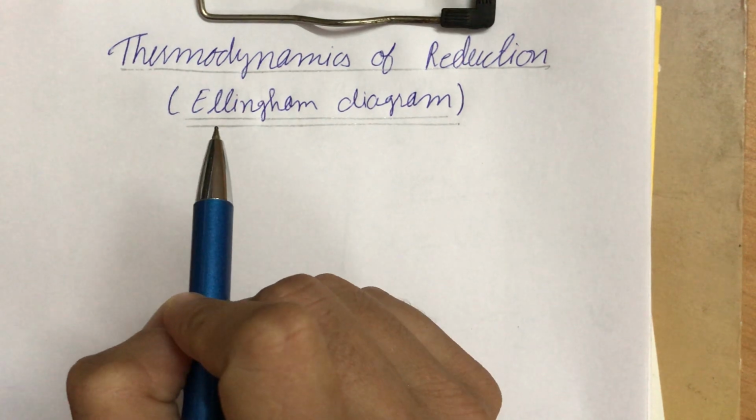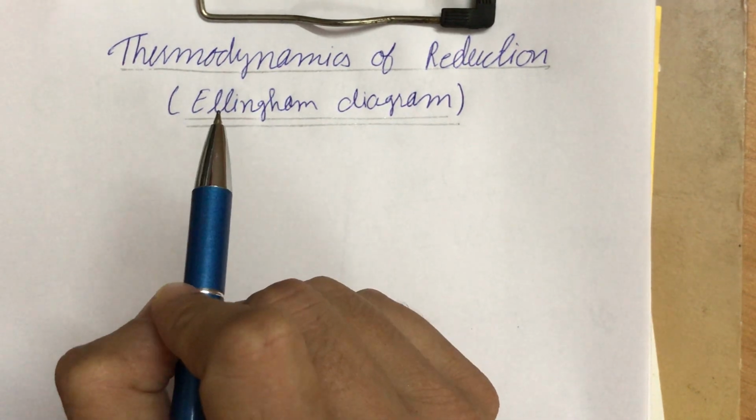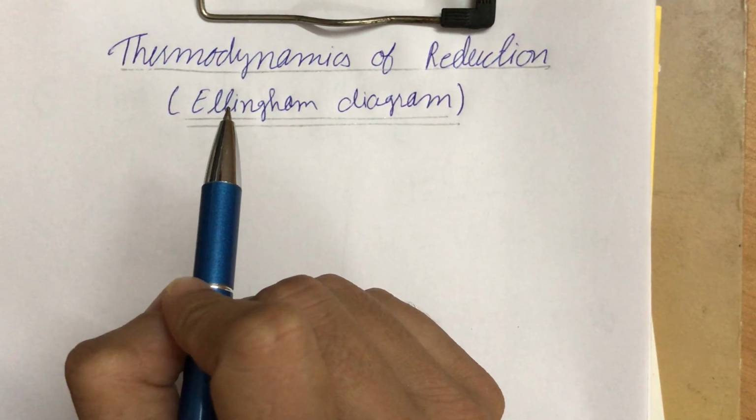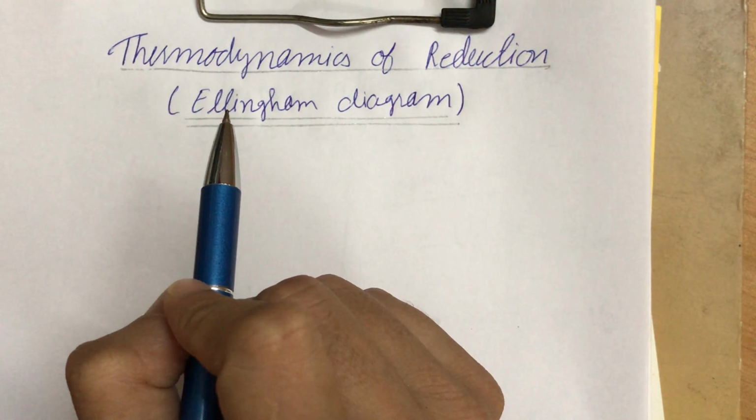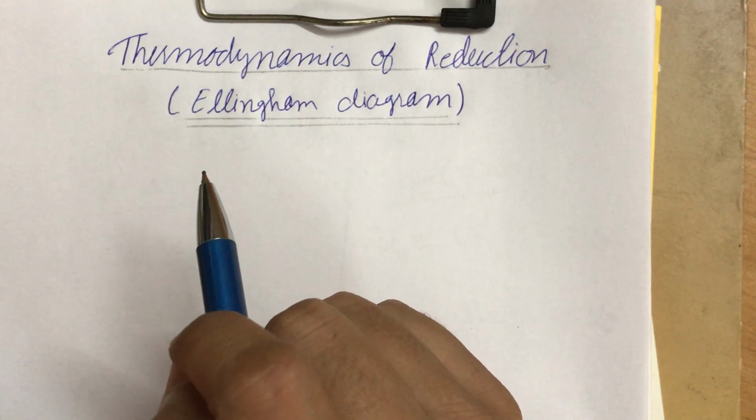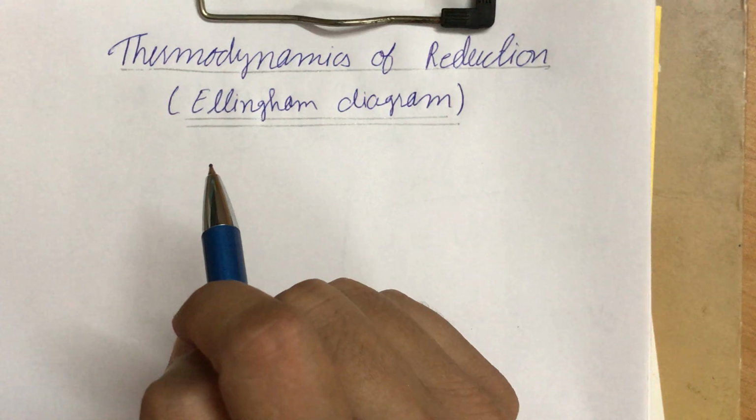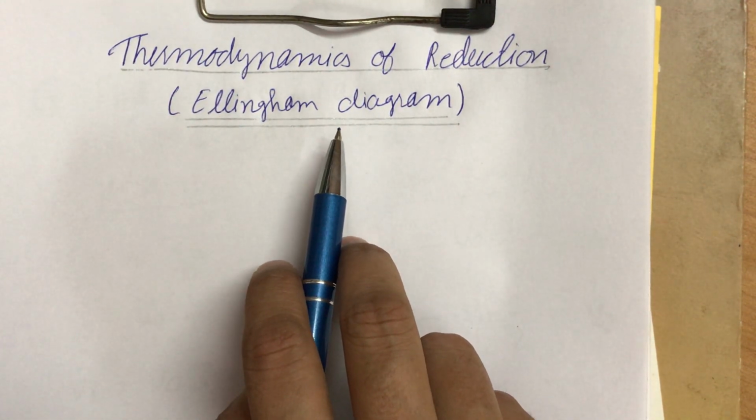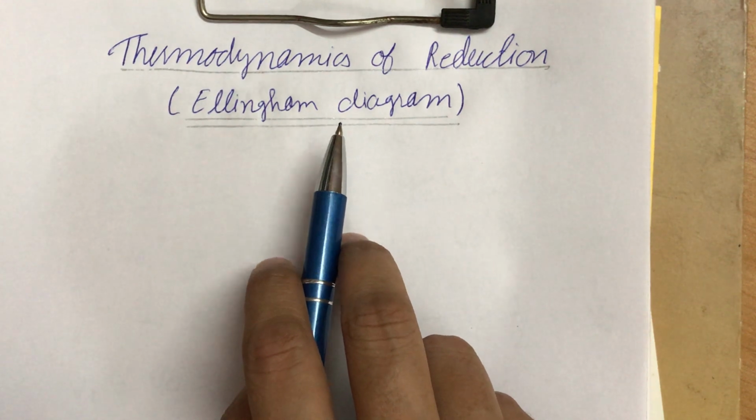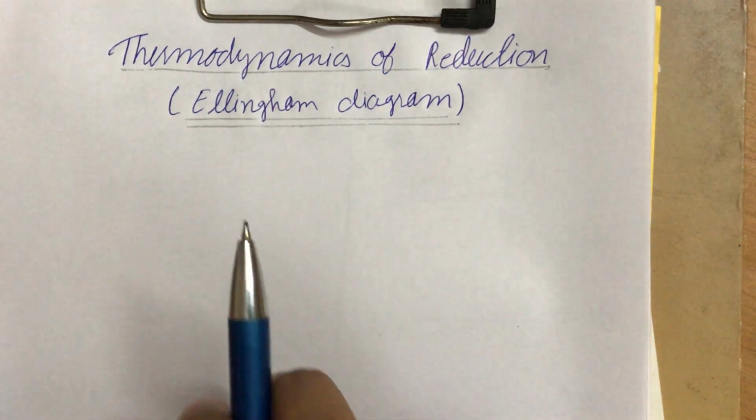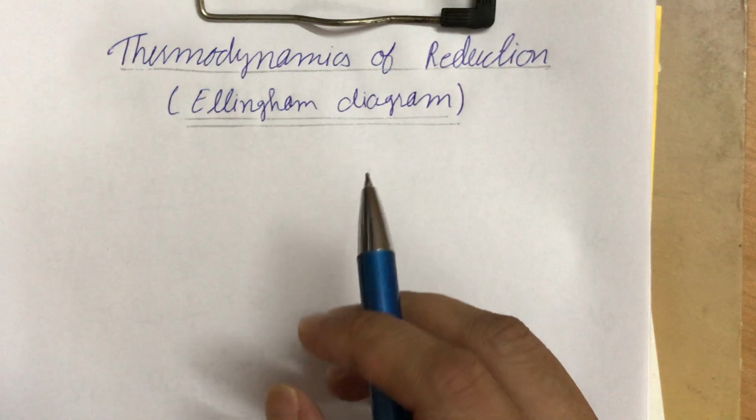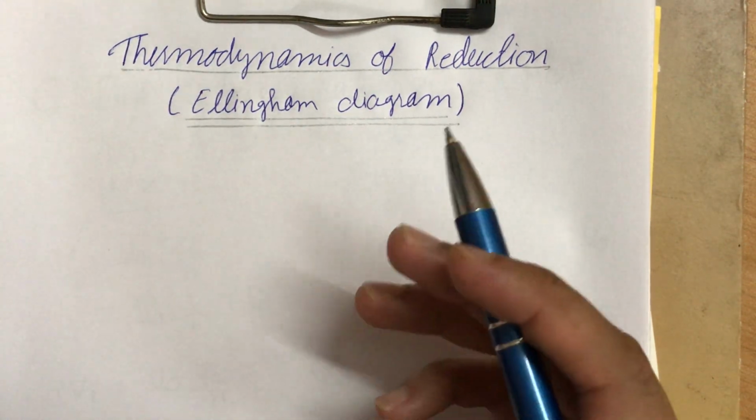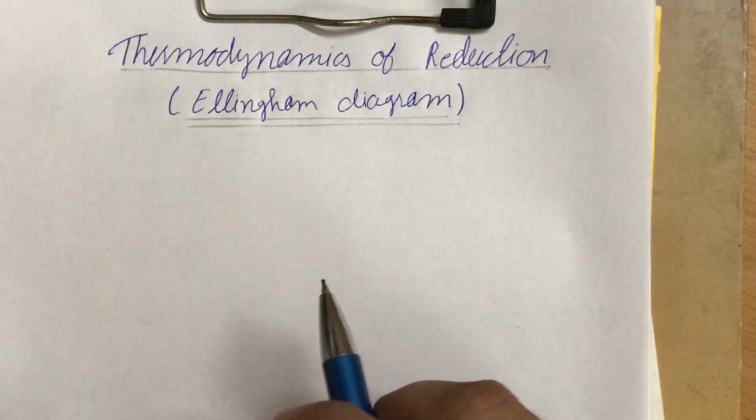It is used to evaluate the ease of reduction of a metal oxide. Whenever we have a certain metal oxide and we want to reduce it, with the help of the Ellingham diagram, mathematically and thermodynamically, we can analyze which metal can reduce which metal oxide.